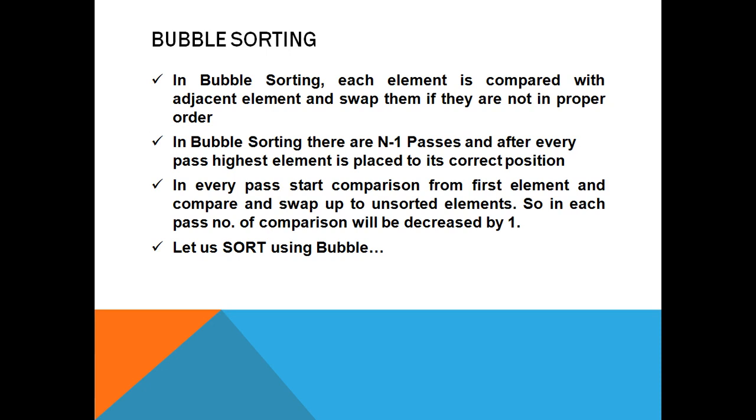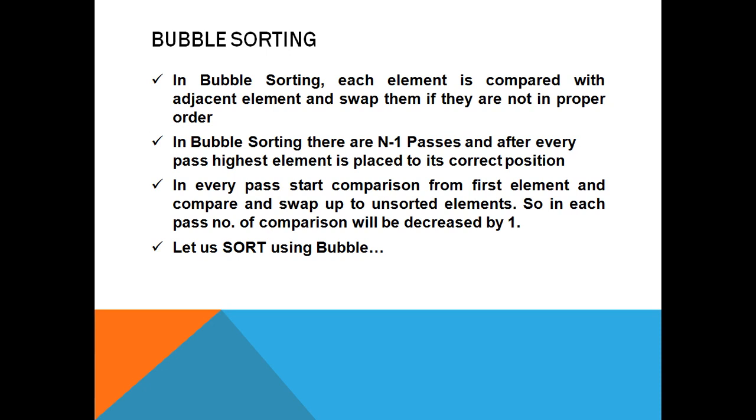What is the meaning of pass here? If you pick the first two elements as a pair, and the comparison is over for all the pairs, that is called pass 1. Next, the comparison begins once again with the first pair, and it will not consider the last element as part of a pair; that will be the second pass. In this way, suppose we have n elements, we require n-1 passes. Every pass starts comparison from the first element and compares and swaps up to the unsorted elements. So in each pass, the number of comparisons decreases by 1.